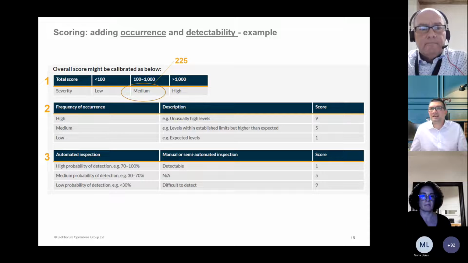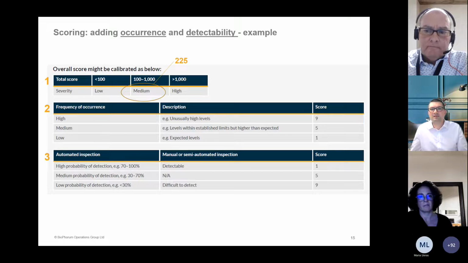Medium, we call elevated levels. So it would be higher than usually expected, but probably not hitting the threshold of exceeding action limits. And then in high, we would have unusually high levels, something that is really atypical for our process.